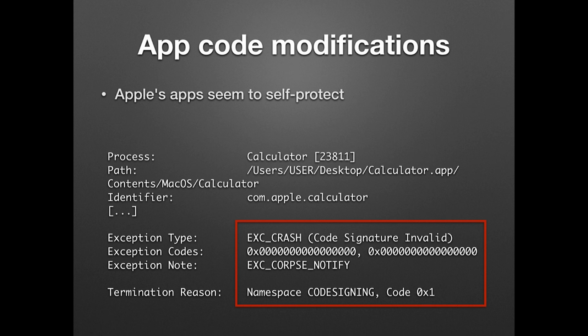Fortunately, Apple's apps seem to be pretty smart about this. They seem to have some internal code signature validation. So you can see here I tried to modify the calculator app executable, and that didn't fly. When I tried that, it crashed. And you can see here the crash log gave as the reason that the code signature was invalid.